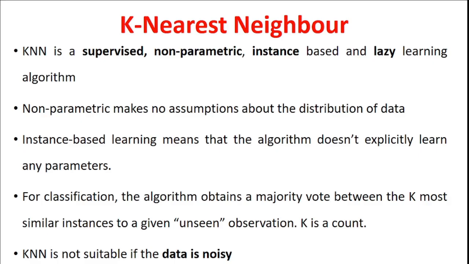K nearest neighbor. KNN is a supervised, non-parametric, instance-based and lazy learning algorithm, where non-parametric makes no assumptions about the distribution of data. That's why we are calling it non-parametric. Why are we calling it instance-based learning? The algorithm doesn't explicitly learn any parameter on its own.